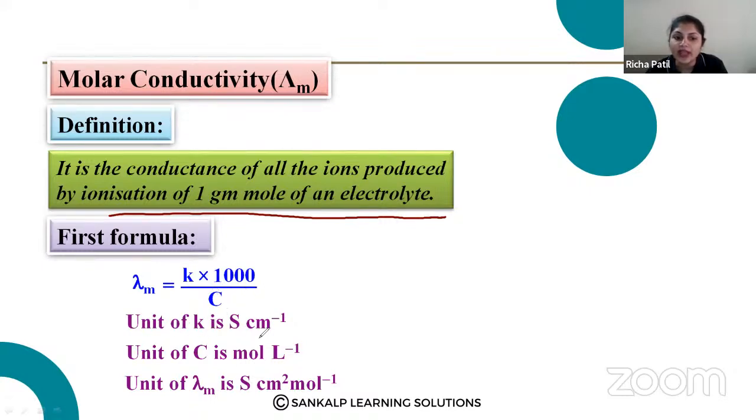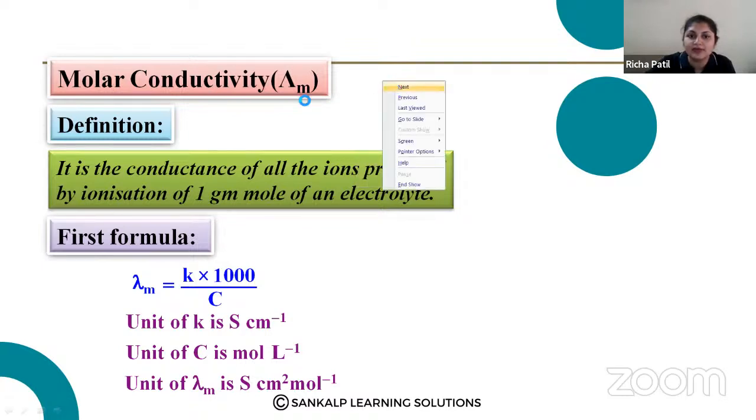The unit of K, your conductivity, is Siemens per centimeter. The unit of C is mole per liter, and the unit of lambda m is Siemens centimeter square per mole. So these are the units. This is molar conductivity: the conductance of all the ions produced by ionization of 1 gram mole of an electrolyte.